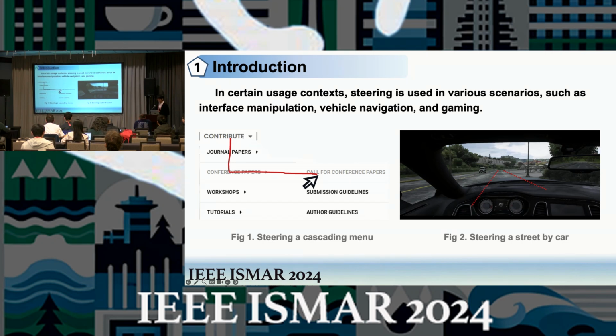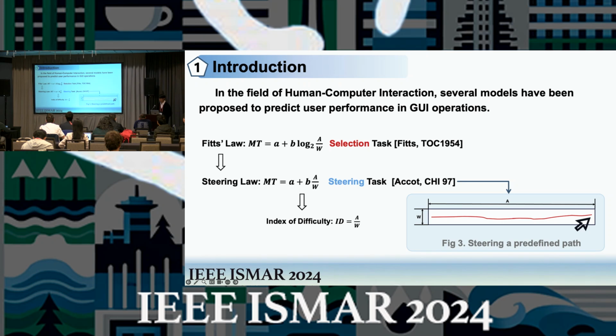Accurately predicting the time users take to complete steering tasks is important for designers aiming to create efficient 3D scenarios. In the field of human-computer interaction, several models have been proposed to predict user performance in GUI operations. Fitts' law predicts the selection time based on the target distance and size. Extending this concept, steering law predicts the movement time for trajectory-based tasks, such as navigating along a path.